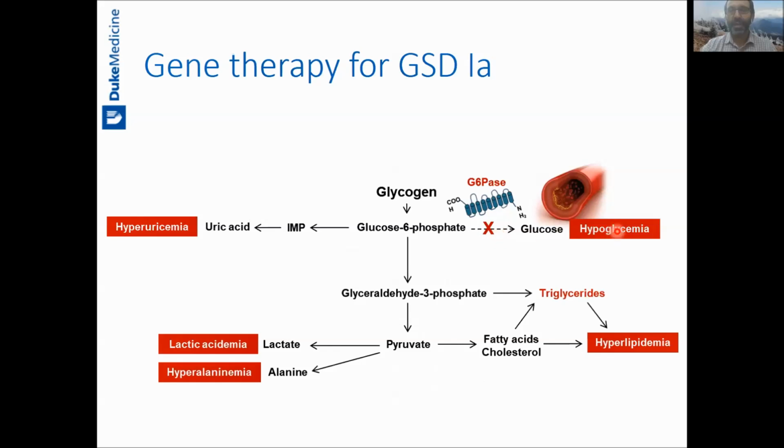As mentioned, there's severe hypoglycemia during fasting. There's hyperlipidemia with extremely high triglycerides, which can even lead to pancreatitis, high lactic acid related to accumulating lactate, high alanine, and then hyperuricemia. Later in life, patients can develop gout.